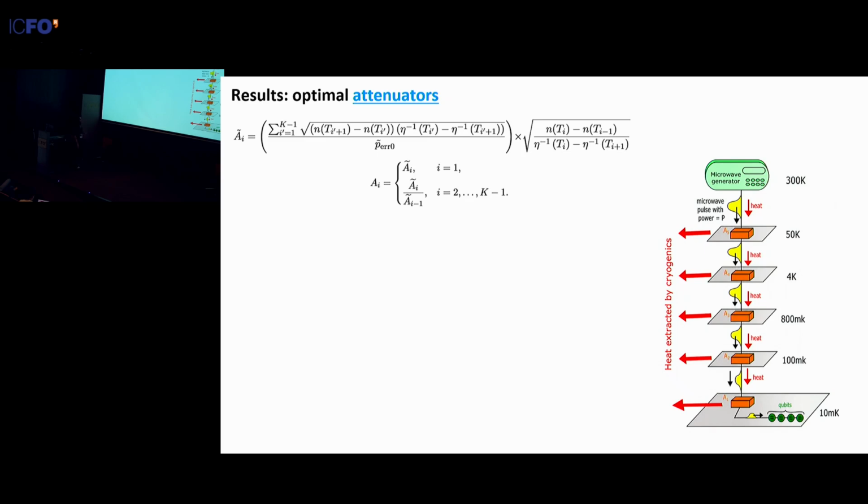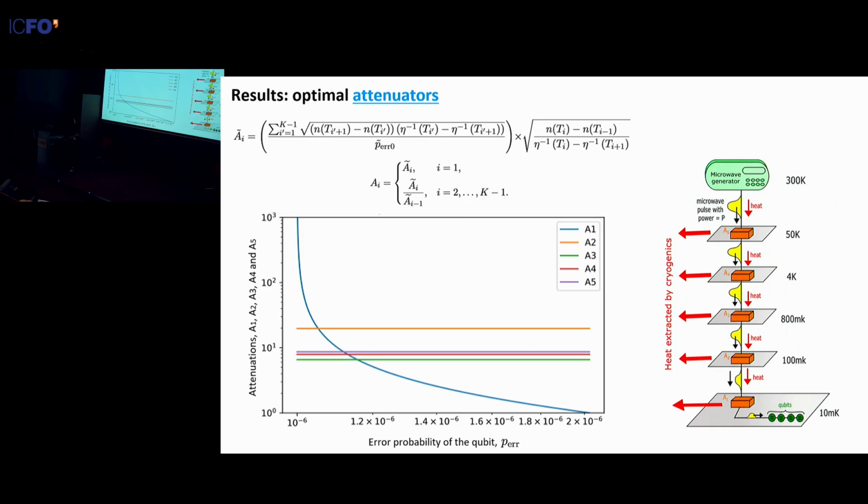So here I have the attenuations that minimize the electrical power consumption for each, as I said, given error probability. And when we plot this, we get a surprise, which is that only the attenuation at the qubit stage varies with the error probability, while the others remain constant. And we don't have a simple argument for that. We know that it's correct as we checked it multiple times by 3 analytical methods and 2 numerical methods. And as only A1 has a dependence on the error probability, you can see that it increases when the error probability decreases.